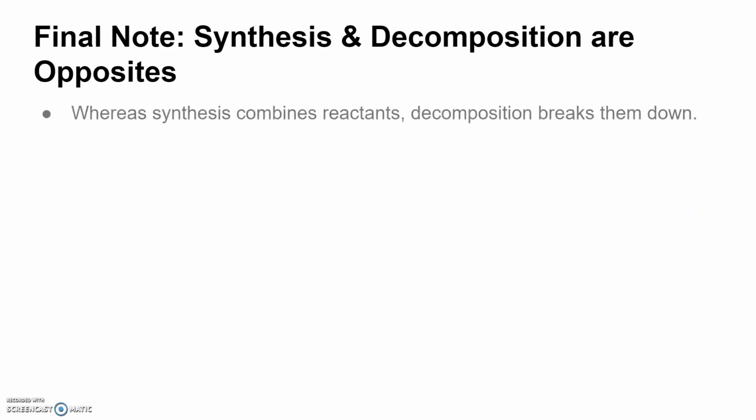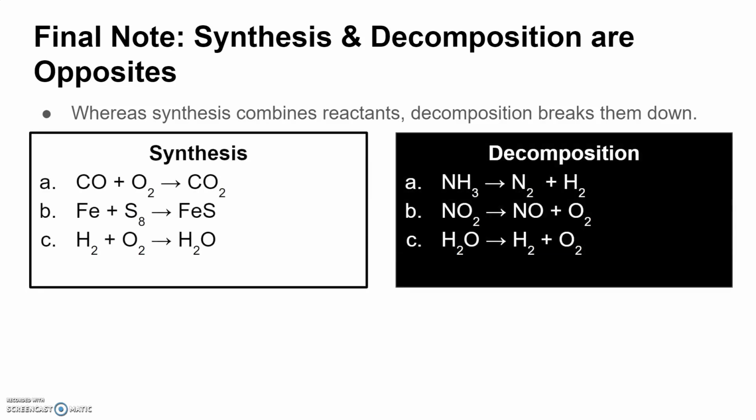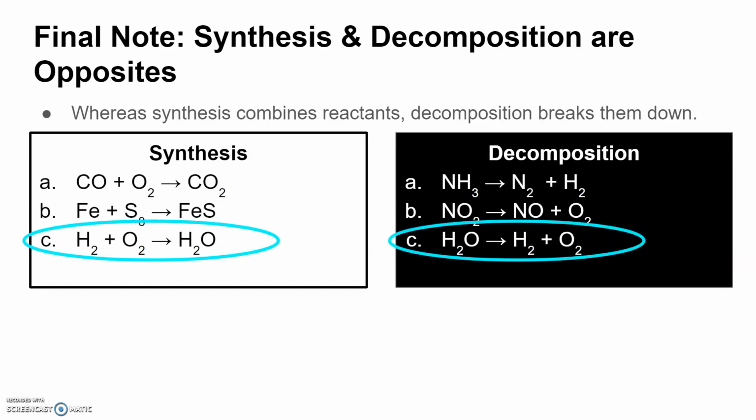All right, and one last note here is noticing that synthesis and decomposition are sort of opposite processes. You can think of them as opposite processes. Whereas in synthesis, reactants are combined, in decomposition, those reactants break down. So if we look at the synthesis and decomposition example C, we can clearly see that they're opposites.